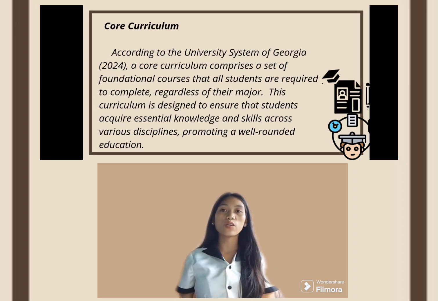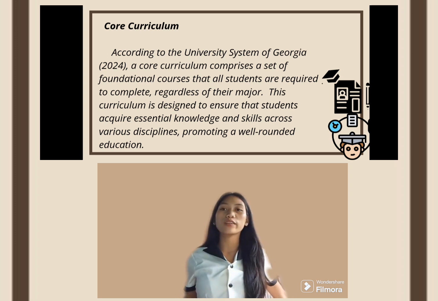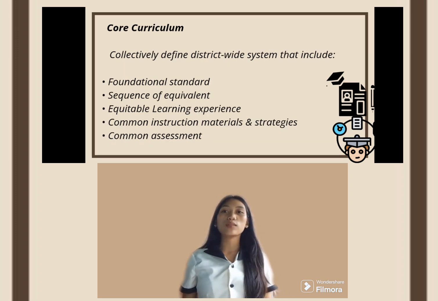Second is the core curriculum, which is made up of required foundational courses for all students, regardless of their major. Its purpose is to ensure that every learner acquires essential skills and knowledge for a well-rounded education. It includes district-wide standards, sequence of learning, equitable experiences, common instructional materials, and uniform assessments. This ensures consistency in what students learn.